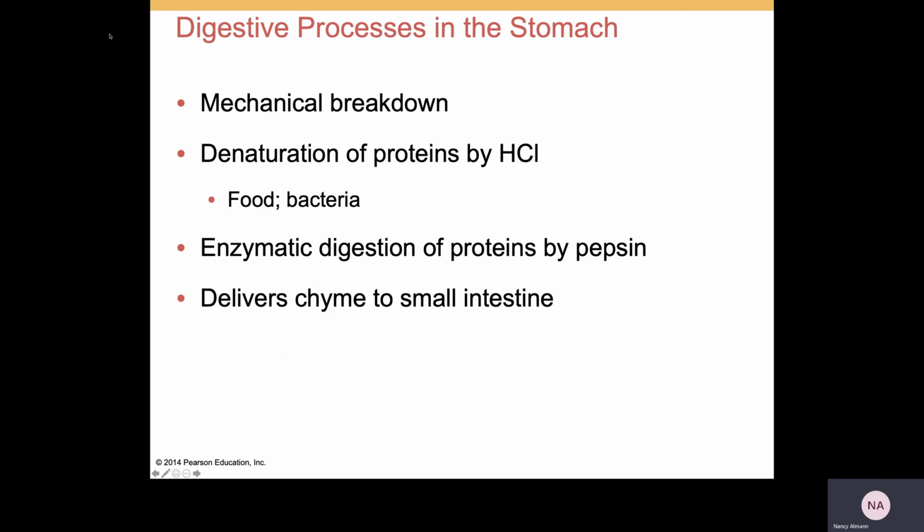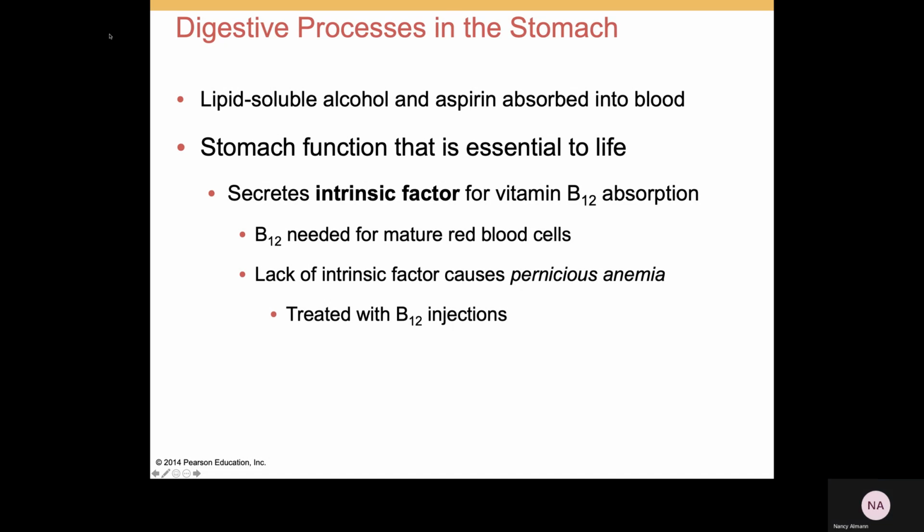So what actually happens in terms of digestive functions in the stomach? Mechanical breakdown: larger particles will be broken down into smaller and smaller particles. We know that proteins will be denatured because of the low pH level. That includes food and bacteria. We will have some enzymatic digestion of proteins by pepsin, a little bit of fat digestion by lipases, and the chyme gets delivered to the small intestine.